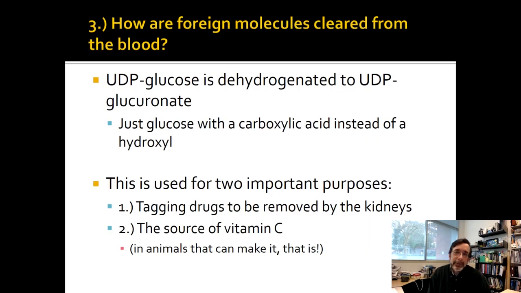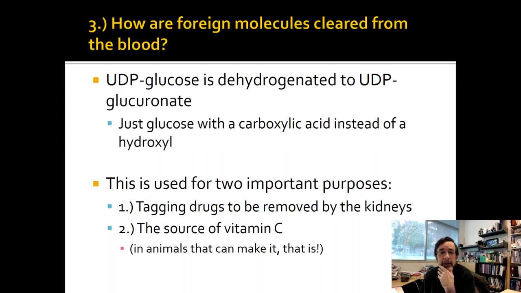So the final topic is one that seems entirely different. It's how foreign molecules are cleared from the blood. This itself also involves UDP. So it turns out that this involves a different kind of UDP derivative.